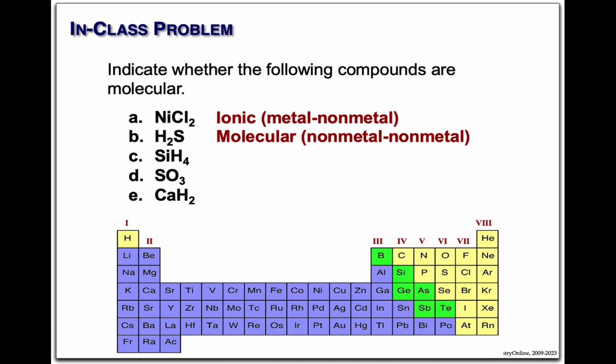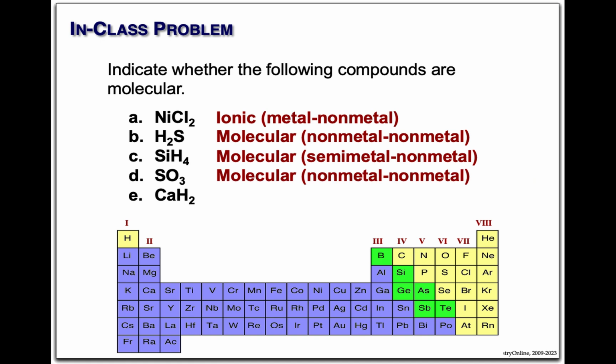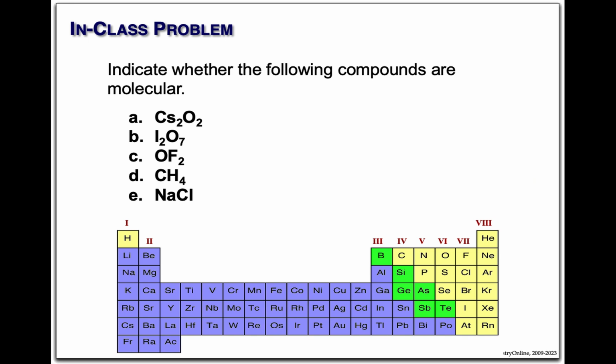Silicon tetrahydride. Silicon, where is it? There it is. Tetrahydride, they're both nonmetals, molecular. SO3, nonmetal, nonmetal, molecular. Calcium hydride, calcium is here in group 2, it's a metal. Hydrogen is a nonmetal, but it's still ionic. Why don't you just quickly jot those down?